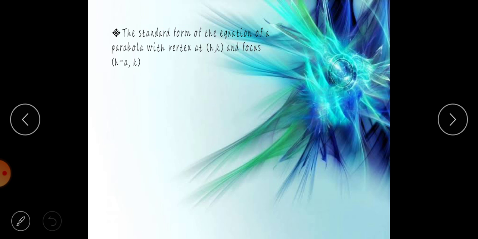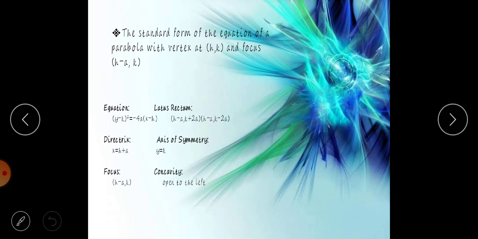So next is the standard form of the equation of a parabola with vertex at (h, k) and focus (h - a, k). It has an equation of (y - k)^2 = -4a(x - h), and has a directrix of x = h + a and a focus of (h - a, k). The latus rectum endpoints are (h - a, k + 2a) and (h - a, k - 2a).